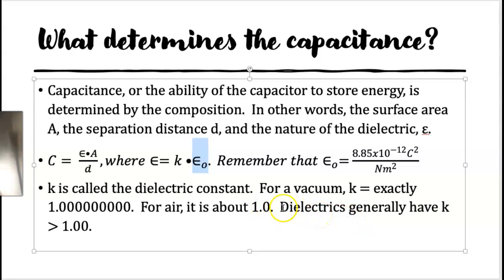We're going to see dielectrics that have K values greater than 1 because they increase the capacitance, the ability to hold charge. So now, coming back to defining capacitance, we can see that capacitance is defined by the dielectric, whatever material is in between, the area of the plates, and the separation distance between the plates. That is what defines a capacitor.